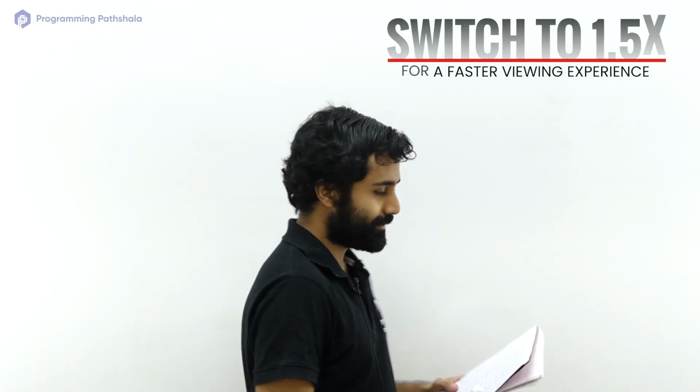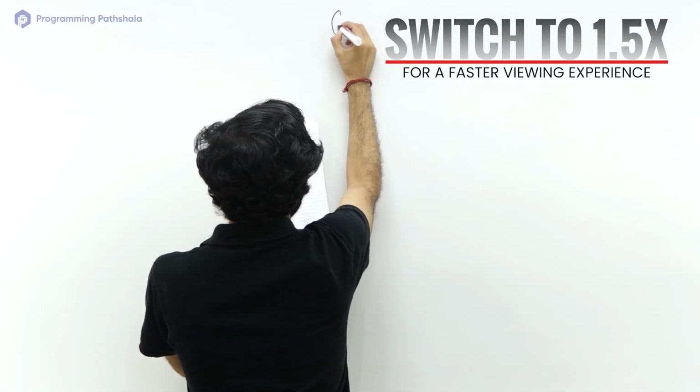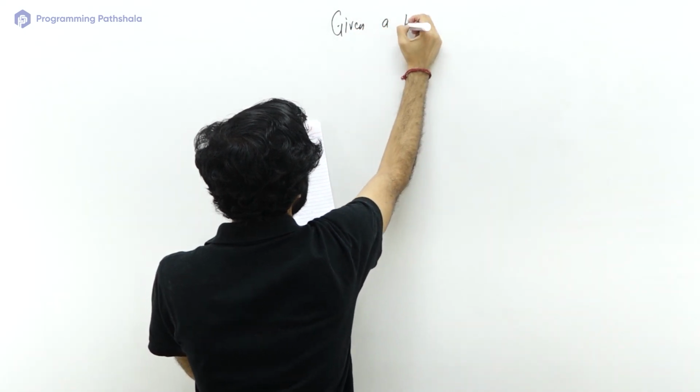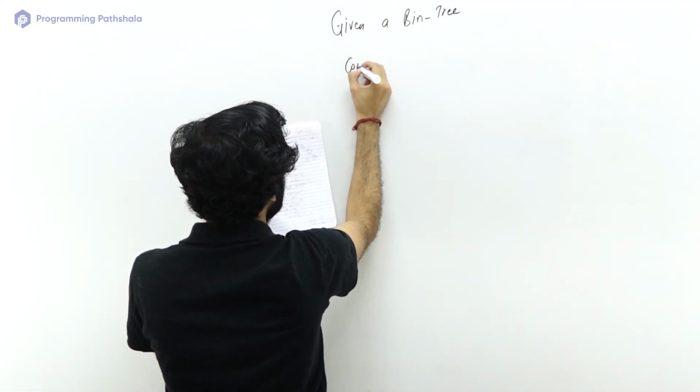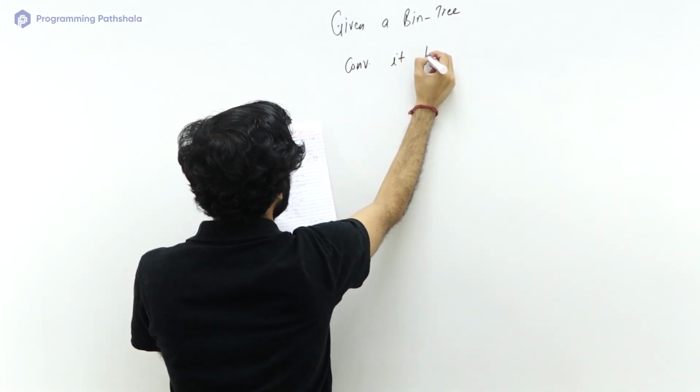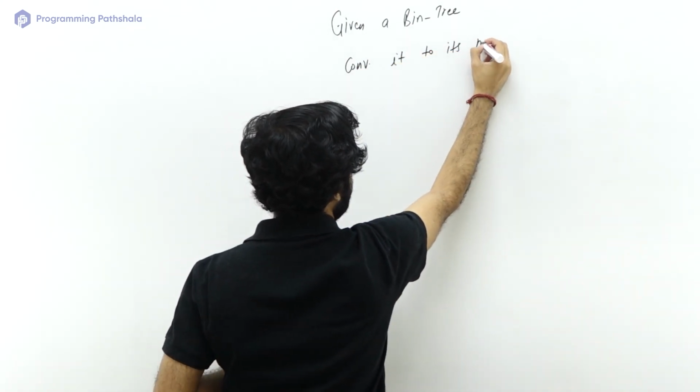Hi everyone, let's get on to another question. So once again we have been given a binary tree, and this time we want to convert it to its mirror image.